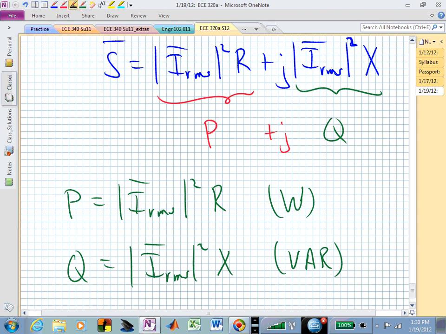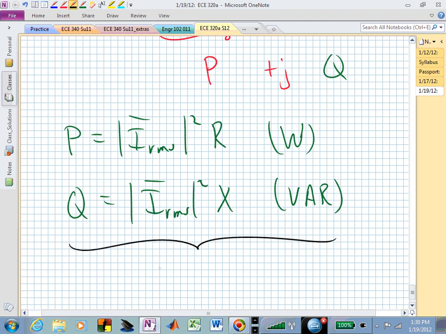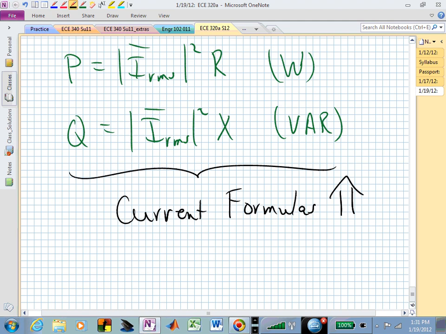All of these above, most of those up here, were current formulas, all in terms of current. Somebody, I think, initially in the beginning of the lecture said, what about V squared over R? We didn't see that yet here, did we? We have I squared R, that's the real power. We have I squared X, that's the reactive power, and X could be positive or negative. Let's look at the voltage formulas.